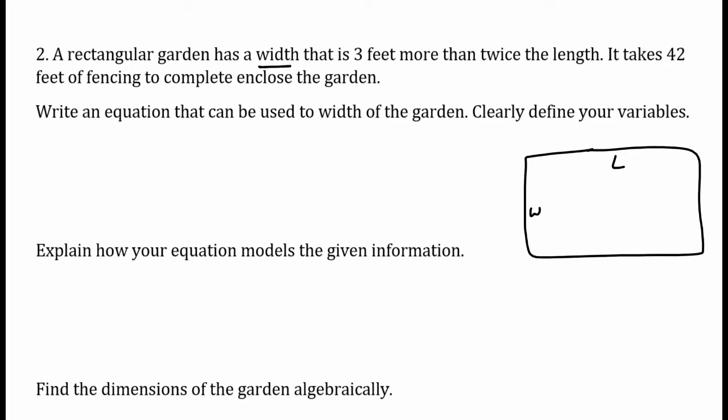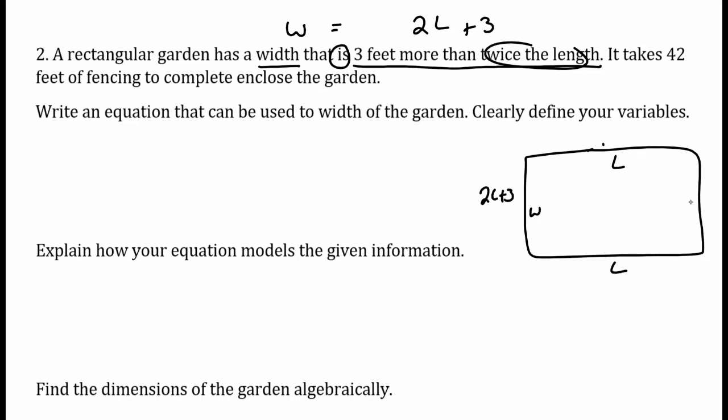The width is 3 feet more than twice the length. 3 feet more than, so I'm adding on 3 feet to twice the length. So 2L plus, sorry, that's not there. So the width, that's not the width, that's the length there. The width is 2L plus 3. That's the length, and then this side is also a width, which is really 2L plus 3.